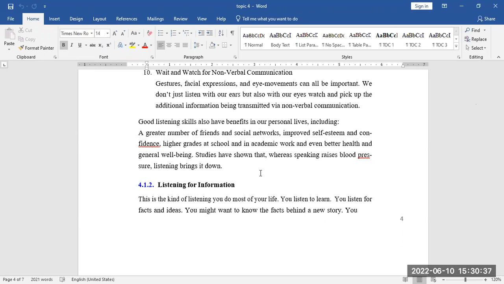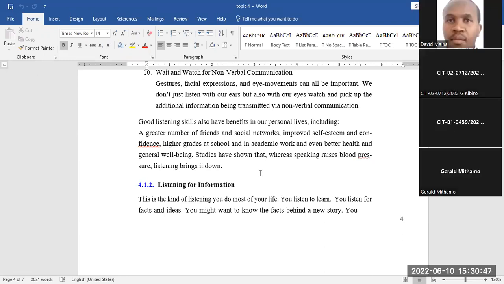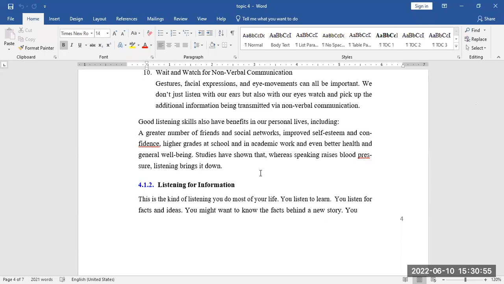It has also improved our self-esteem. It has also improved our confidence. There is also what we call higher grades at school and in academic work, and even better health and general well-being. So studies have shown that whereas speaking raises blood pressure, listening brings it down. Speaking raises blood pressure, but listening brings it down.